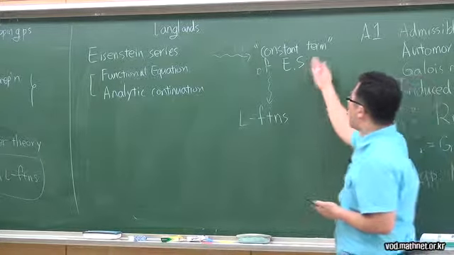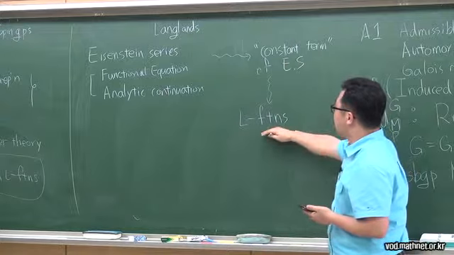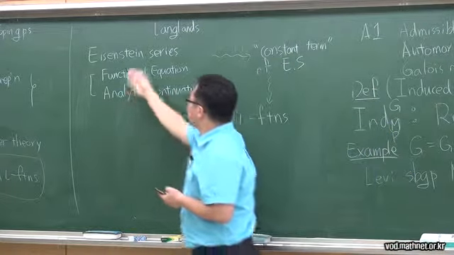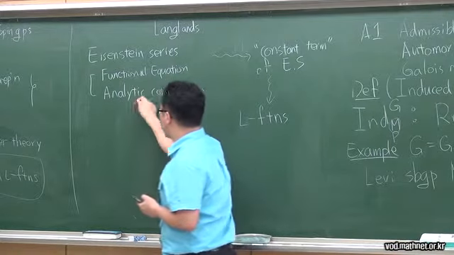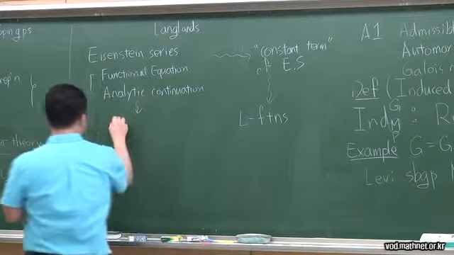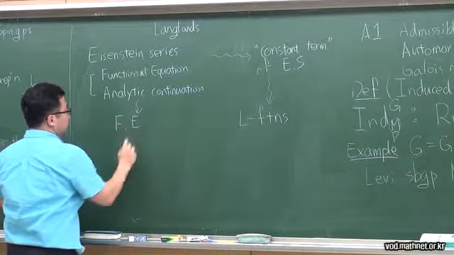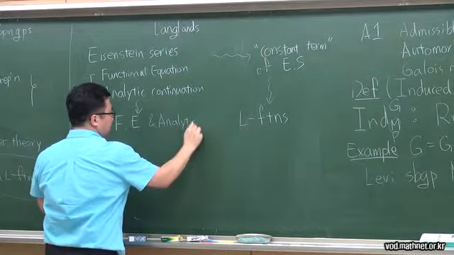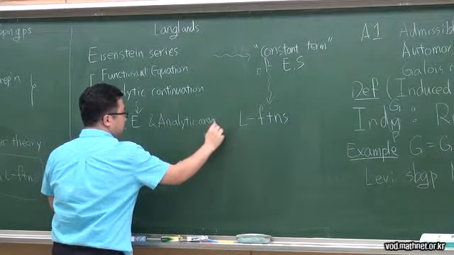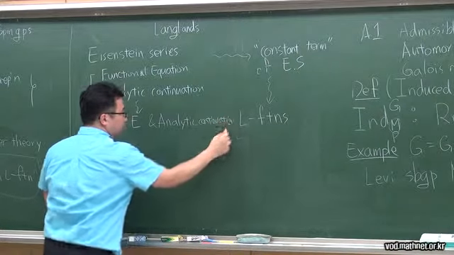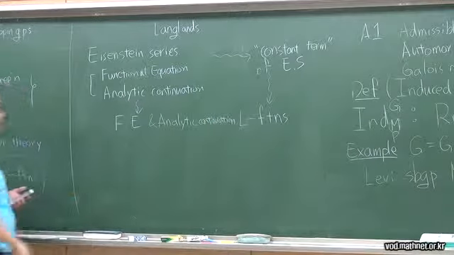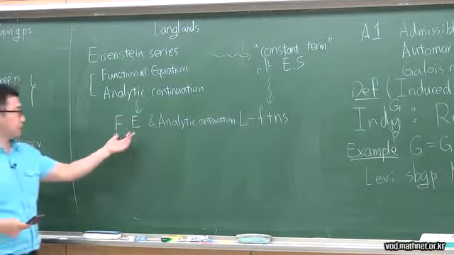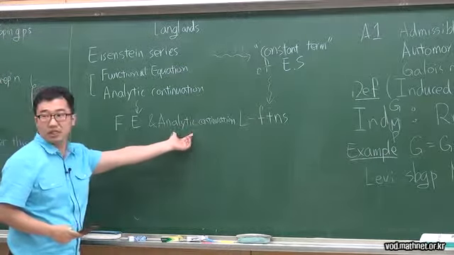And in the constant term of the Eisenstein series, the new L functions appeared, so that using the properties of the Eisenstein series, we can prove the same properties, functional equation and analytic continuation, of these new L functions. So this L function satisfies nice properties like functional equation and analytic continuation.